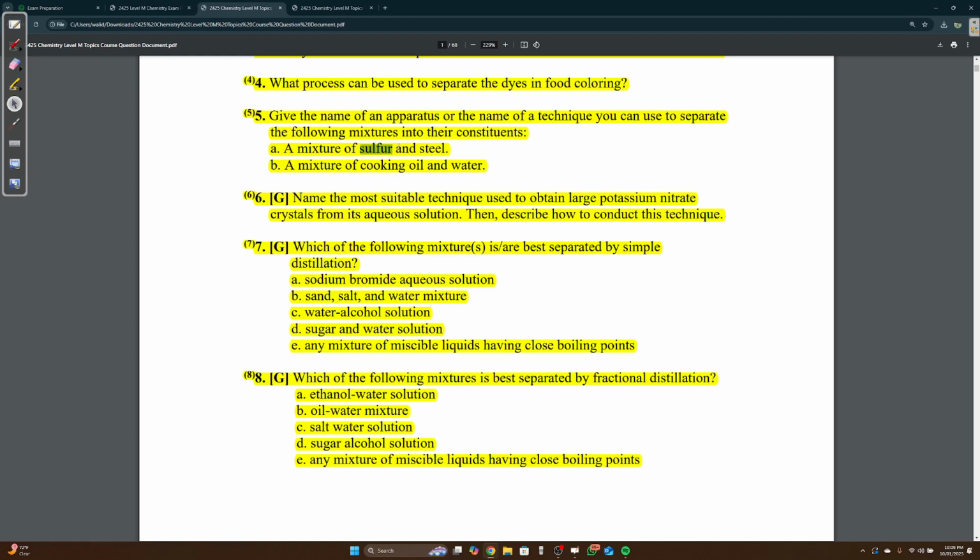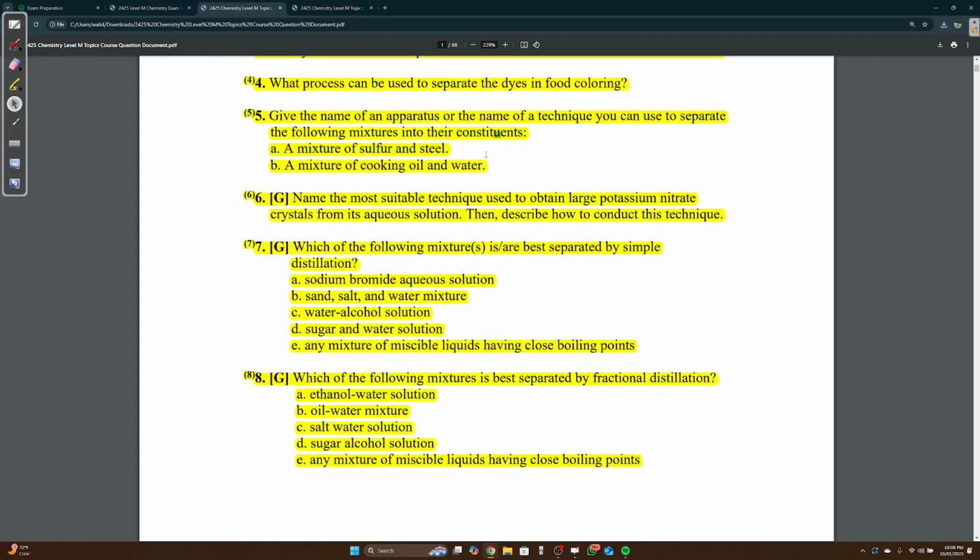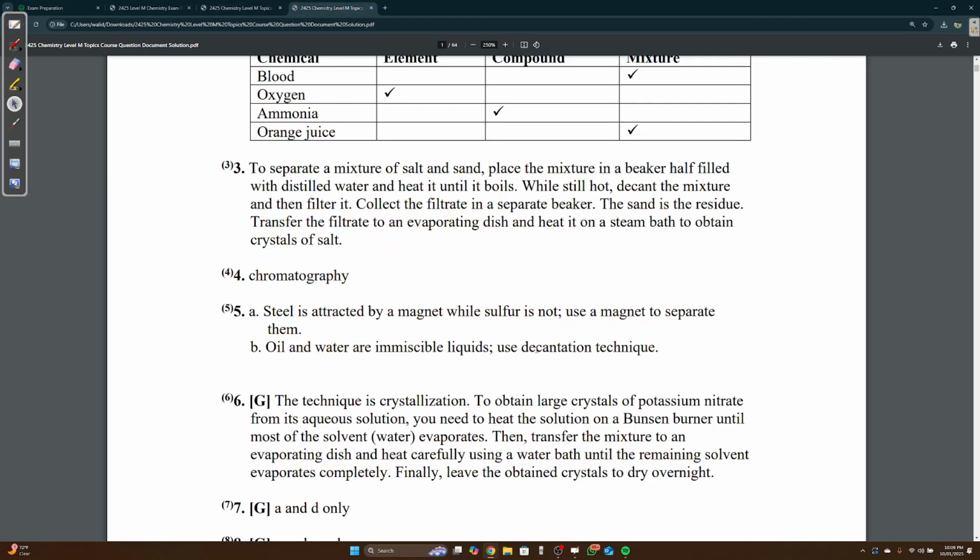Steel is attracted to a magnet, however sulfur isn't. Because they're both powders, and if you want to look at dissolving in water, I don't think either of them dissolve in water. So you can use a magnet to separate them. If you get a magnet, all the steel is going to be attracted. Cooking oil and water, obviously you can use decantation. Yeah, we used to call it, we didn't used to call it decantation.